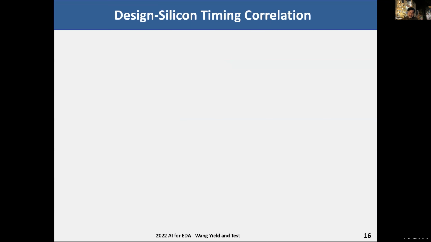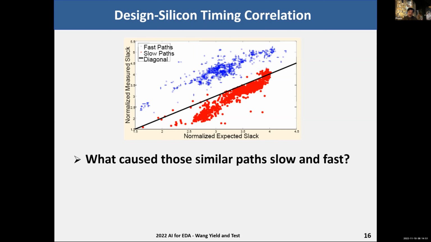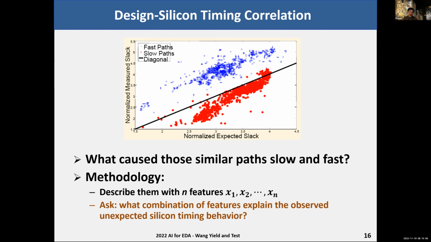Then we thought about the work we did several years earlier in the context of so-called design-silicon timing correlation. For the same company, by the way, the specific problem was that we observed on silicon chips some paths were faster than the STA, static timing analyzer, prediction, and some paths were slower. The interesting part is that those paths were actually similar paths, and there was no obvious reason why this happened. So our task was to find out what caused those similar paths to behave differently. The analytic methodology started by defining a set of features to describe those paths. Then we asked what combination of those features could explain the unexpected silicon behavior.